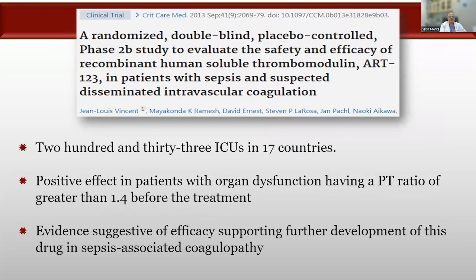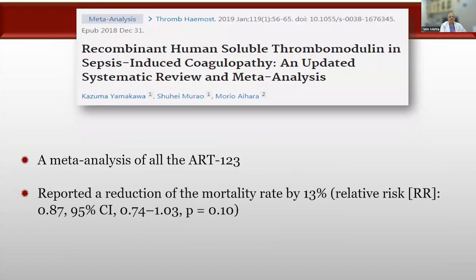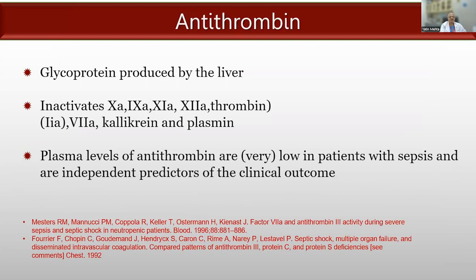This was a randomized controlled trial in many countries, 233 ICUs in 17 countries, Jean-Louis Vincent's group, and there was a positive effect if the patient's PT ratio or INR was greater than 1.4. So it supported the use of thrombomodulin. And this was a negative paper, Japanese again, not associated with reduction in mortality. Another paper, a thrombomodulin meta-analysis, reported a reduction of mortality by 13%.